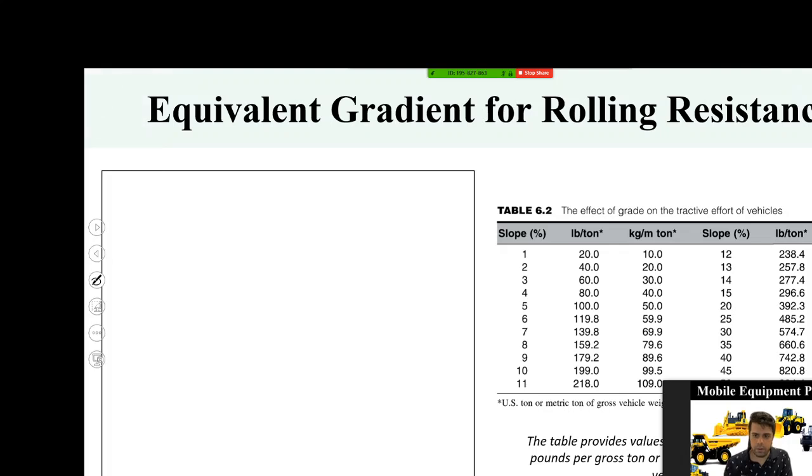So, equivalent gradient for rolling resistance. If you remember, we said the total resistance is the summation of rolling and grade resistance.